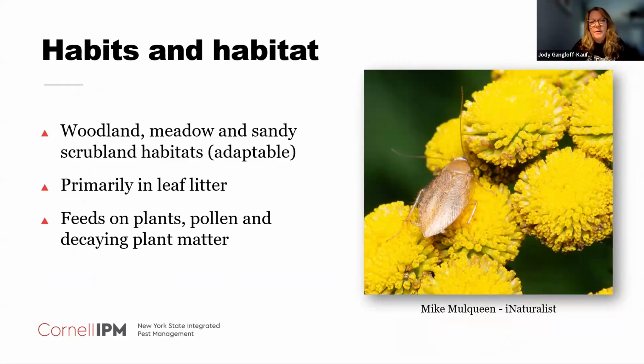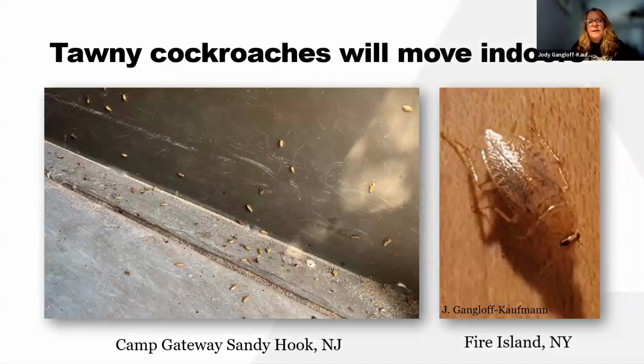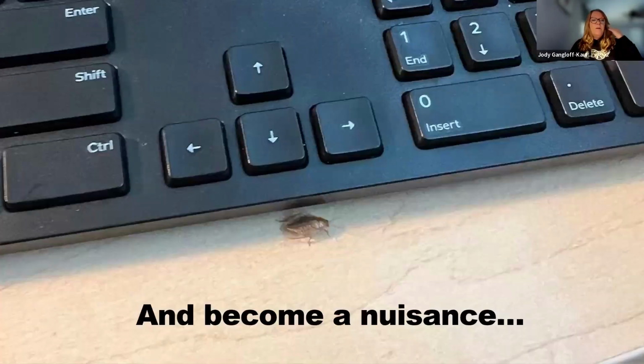But people photograph them all the time on flowers like this, so we assume they're eating pollen and plant matter, whatever. But they will move indoors, and here is a bigger picture of a shed where they're definitely taking shelter. Who knows what they're eating in there? The other picture is a tawny cockroach on a cabinet in a kitchen. So they have these instances where they're moving indoors and they can become a nuisance.